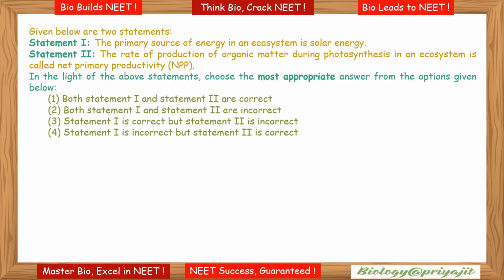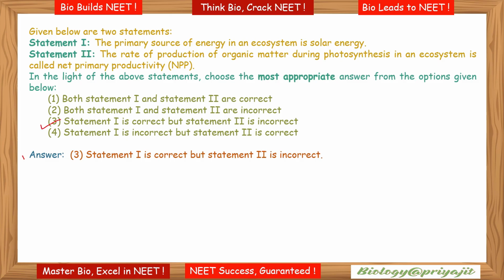Here, statement 1 is correct. Solar energy is the primary source of energy in an ecosystem. Statement 2 is incorrect. The rate of production of organic matter during photosynthesis is gross primary productivity. Option 3 is the correct answer.